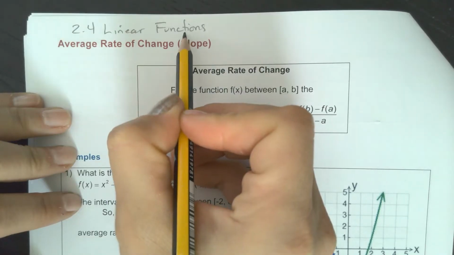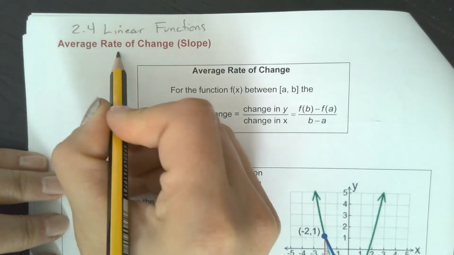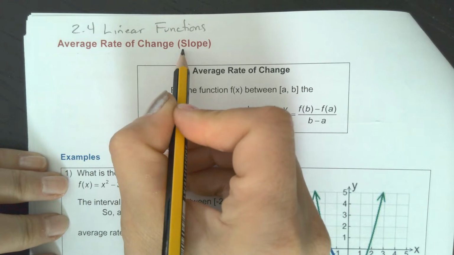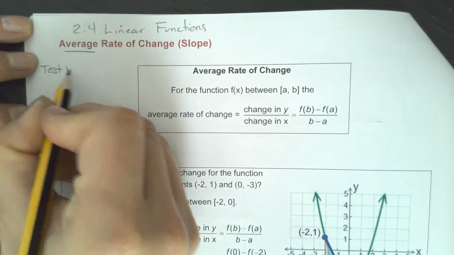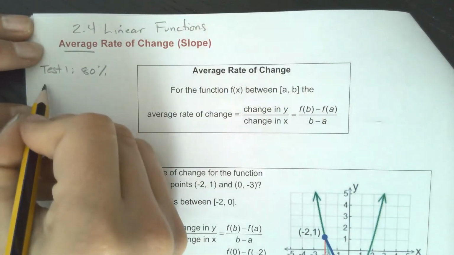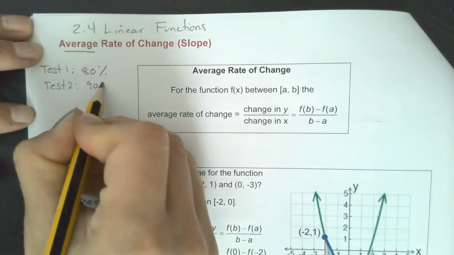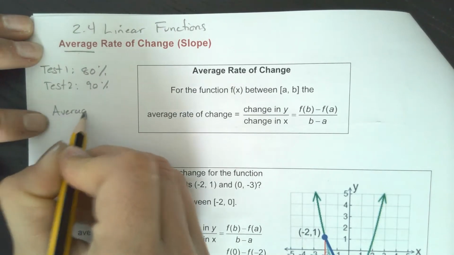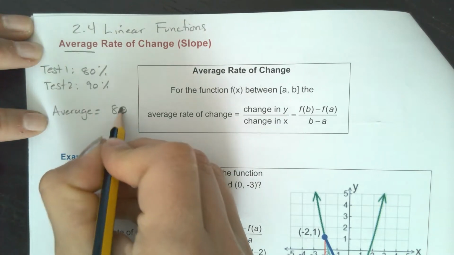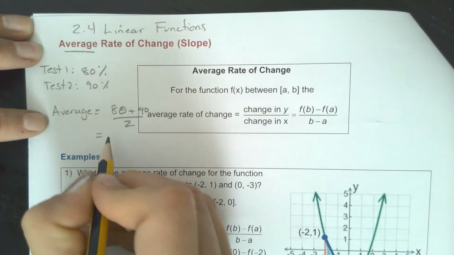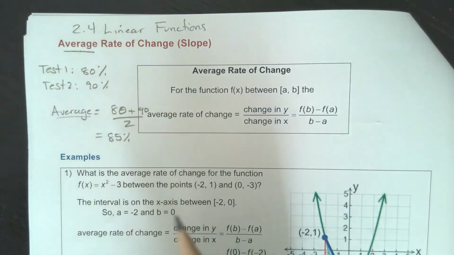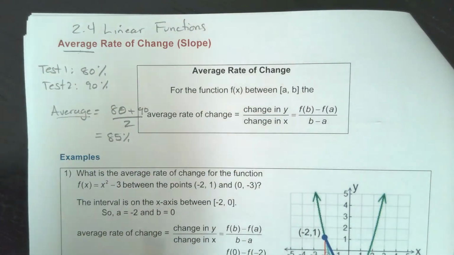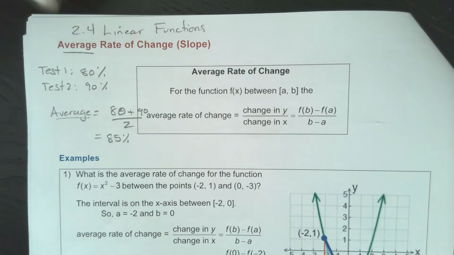Linear functions. Now we're going to do something called the average rate of change. And it's really just the same thing as slope. So what does average mean? If I have test 1 and I get 80% on test 1, and on test 2 I get 90%, I say, what is my average mark? Well, I just add the 2 and divide by 2, and I get 85%. So the word average just means I'm going to add them together and divide by 2 to see what is my overall mark, okay?